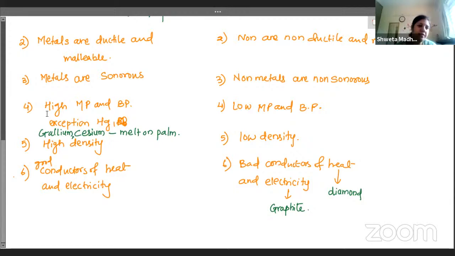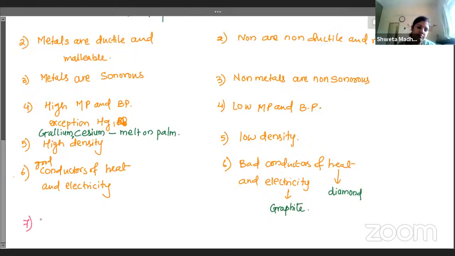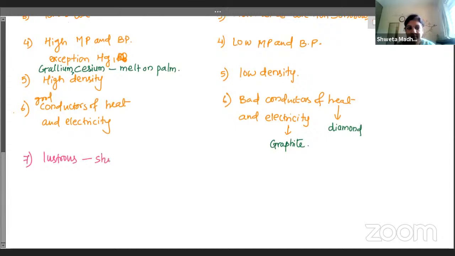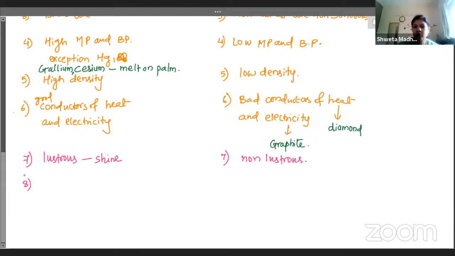The next property. They are lustrous in nature. Metals are lustrous, that is, they possess shine. And non-metals are non-lustrous, they do not possess shine. Ma'am, is there any exception? Diamond is actually non-lustrous.